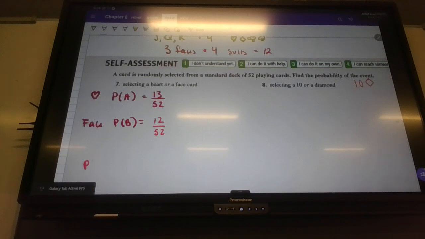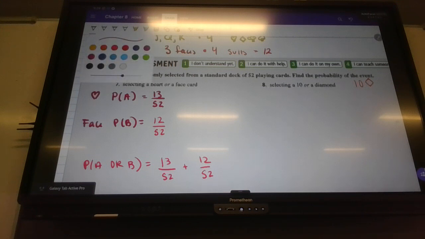So the probability of A or B would be all of the hearts plus all of the face cards. But we have some duplicates in here. The Jack of Hearts is being counted in both of these categories. That makes it seem like you could pull a Jack of Hearts out twice, which is not the case. There's only one Jack of Hearts in there. So we have to subtract the duplicates. Subtract the overlap is the vocabulary from Friday.